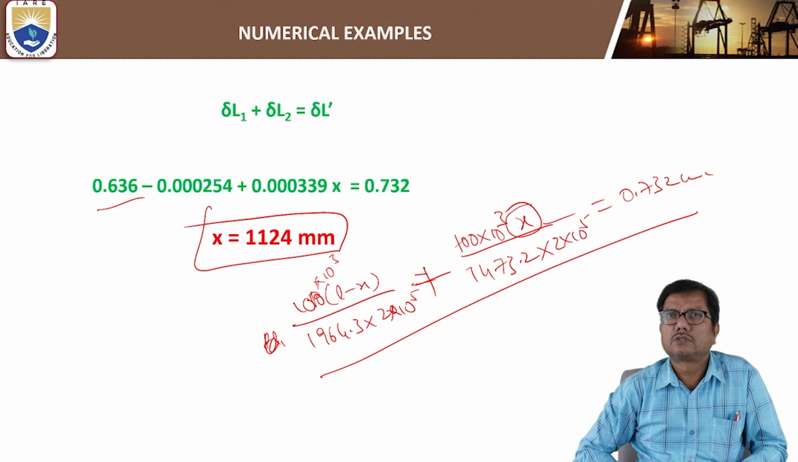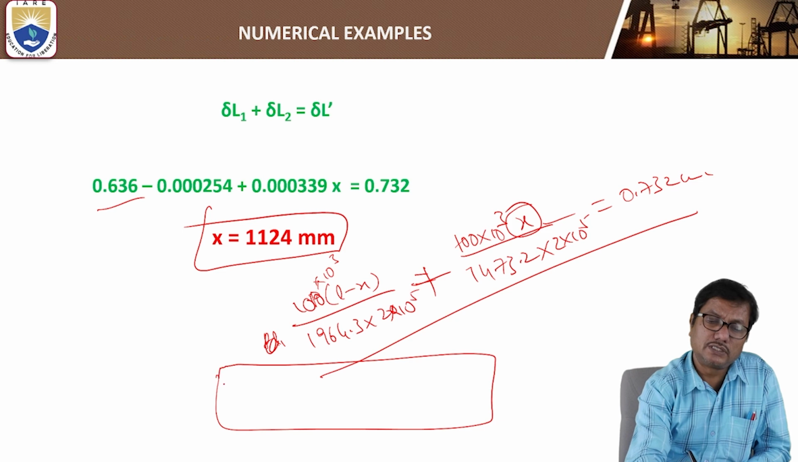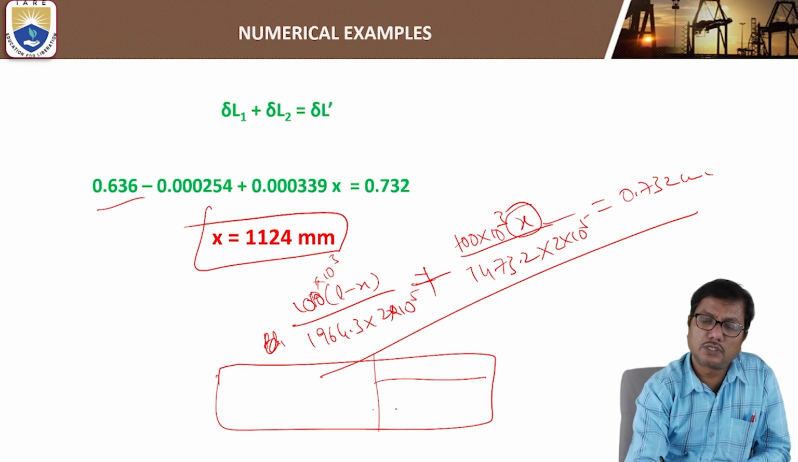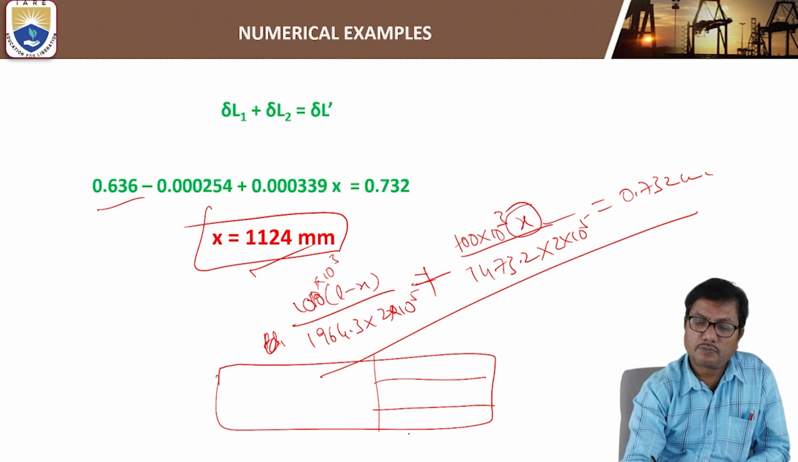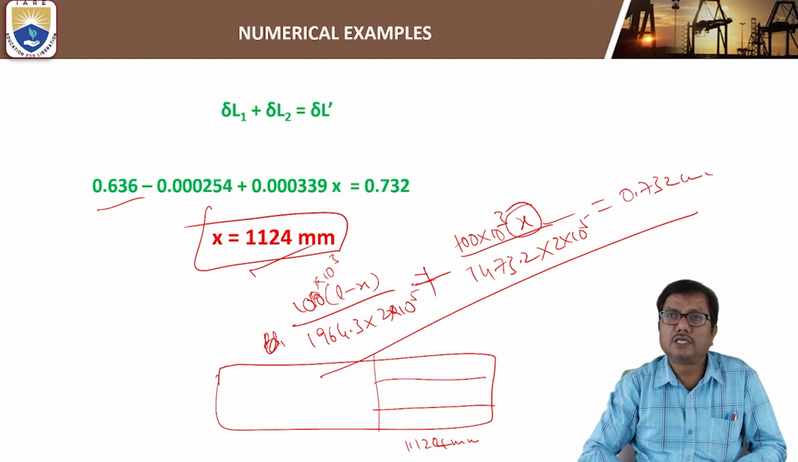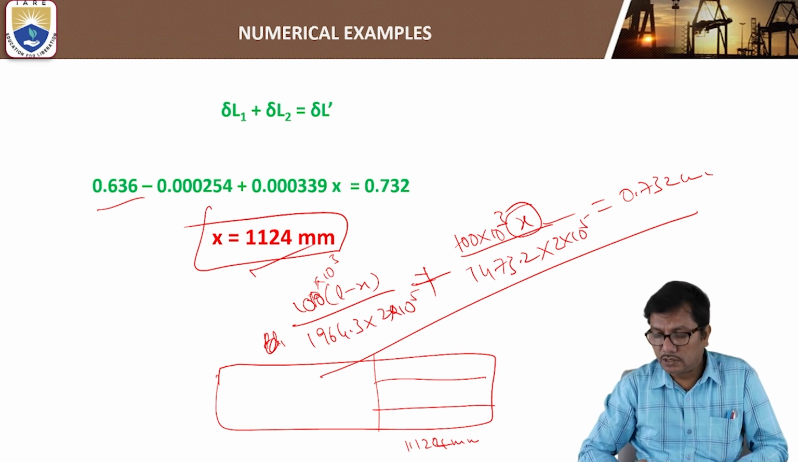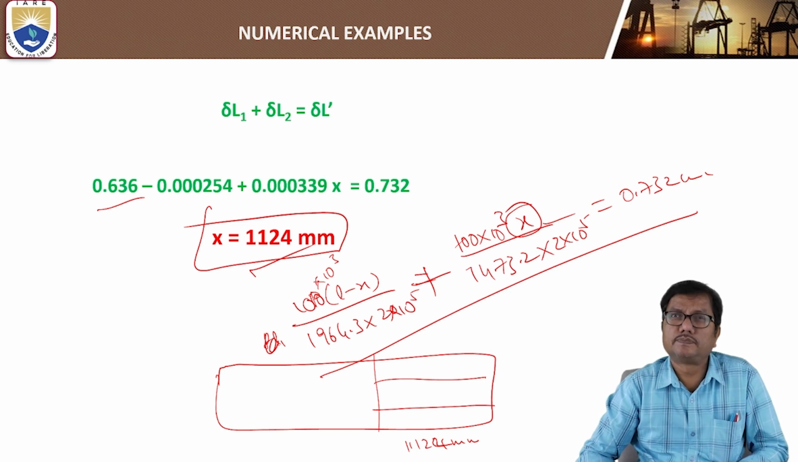It is clear. So the length of the borehole should be 1.124 meters out of 2.5 meters length of the solid rod. We have to cut a borehole up to a length of 1.124 meters, so that the total extension is 25% more than that of the solid rod. Okay, this is the second example.